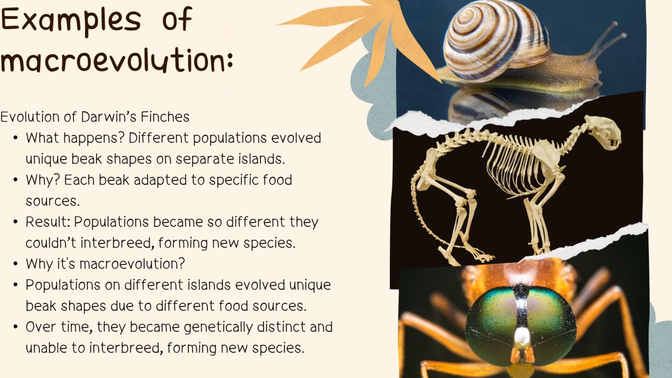Macroevolution. Evolution of Darwin's finches. What happens? Different populations evolved unique beak shapes on separate islands. Why? Each beak adapted to specific food sources. Result: populations became so different they couldn't interbreed, forming new species. Why? It's macroevolution. Populations on different islands evolved unique beak shapes due to different food resources. Over time, they became genetically distinct and unable to interbreed, forming new species.